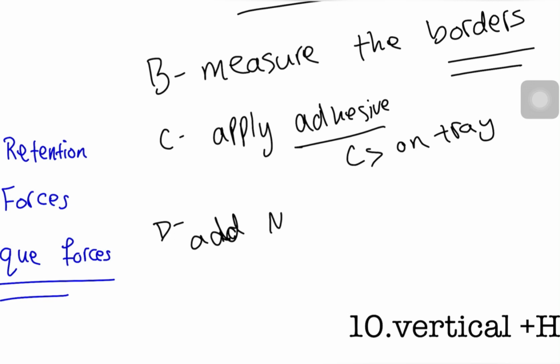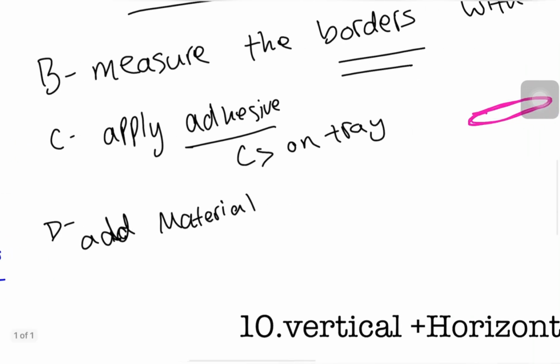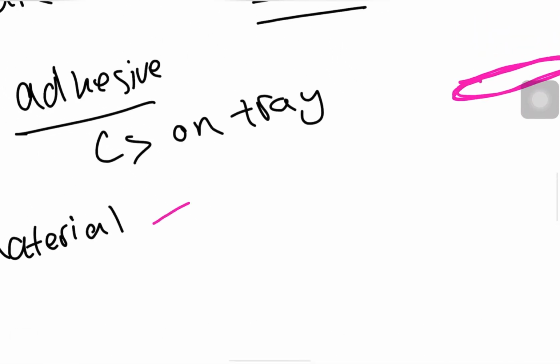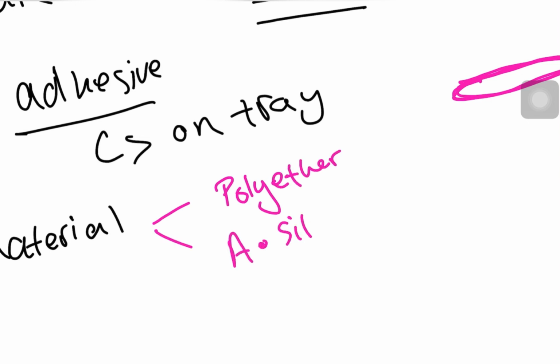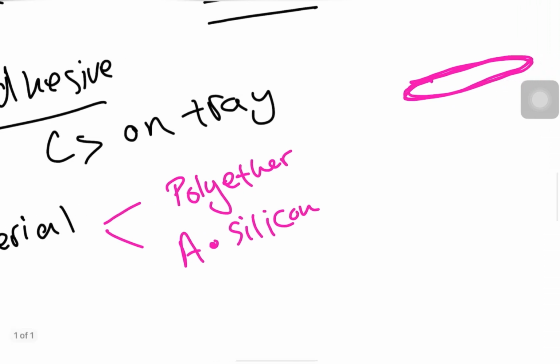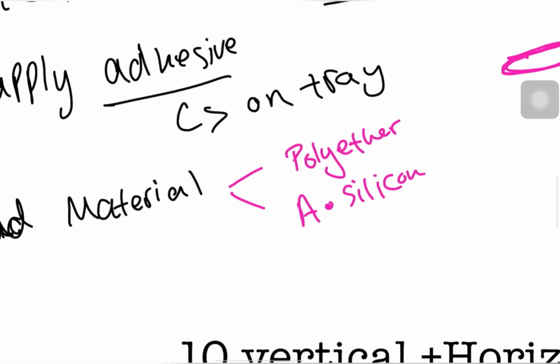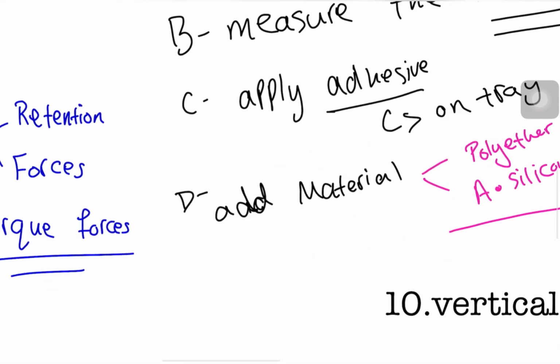We add the material. What material? Different dentists have different preferences, but usually what's commonly used is either polyether or a silicone.